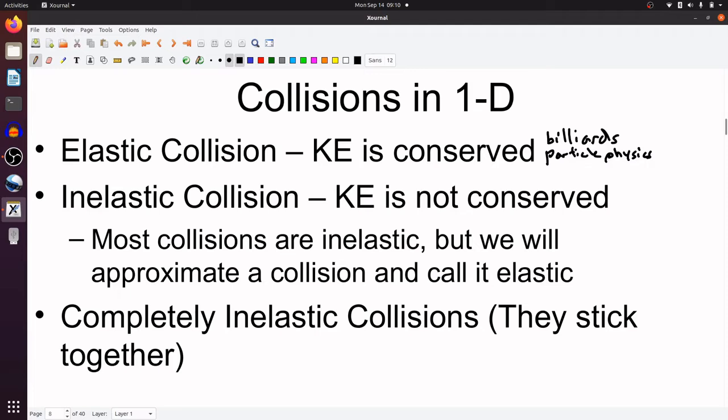Now, an inelastic collision is where kinetic energy is not conserved. Most collisions are going to be inelastic.